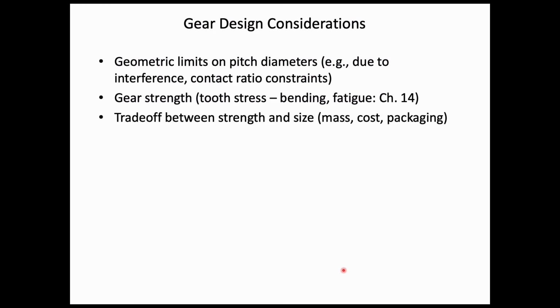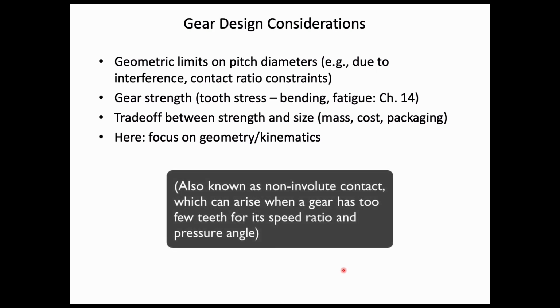There is typically a trade-off between strength and size, mass, cost, and packaging in making decisions about gear design. We can make a gear stronger pretty easily by making it larger, but then that's going to cost more. And in some systems, it's important to have a really compact gear set. It could cause some issues with packaging. In this case here, we're going to focus just on geometry and kinematics. We're not going to be looking at strength, and we're also not going to be looking yet at interference considerations.